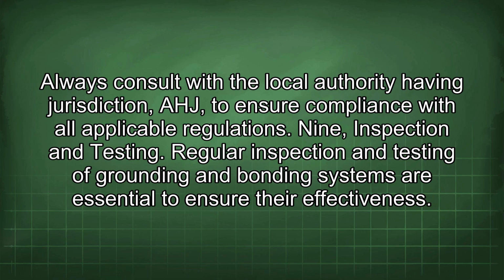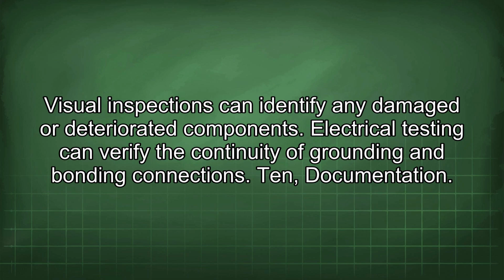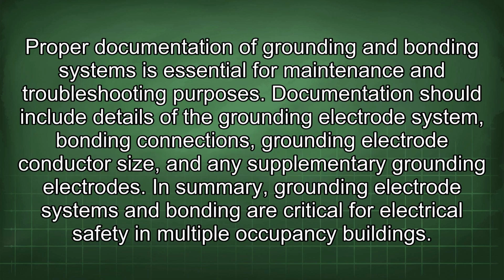9. Inspection and testing. Regular inspection and testing of grounding and bonding systems are essential to ensure their effectiveness. Visual inspections can identify any damaged or deteriorated components. Electrical testing can verify the continuity of grounding and bonding connections. 10. Documentation. Proper documentation of grounding and bonding systems is essential for maintenance and troubleshooting purposes. Documentation should include details of the grounding electrode system, bonding connections, grounding electrode conductor size, and any supplementary grounding electrodes.